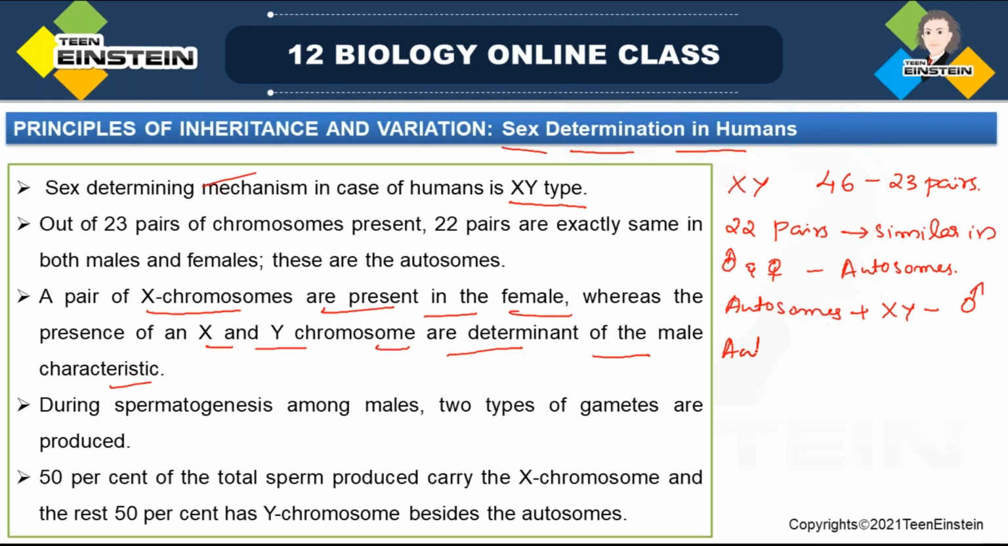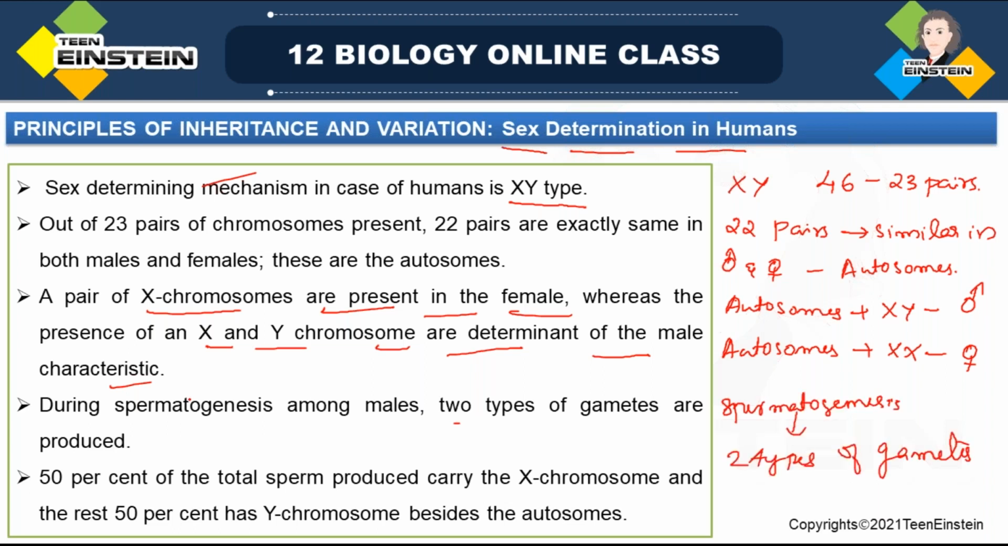Autosomes plus XX. This is the female condition. So during spermatogenesis among males, two types of gametes are produced.